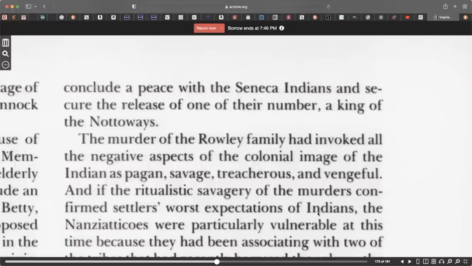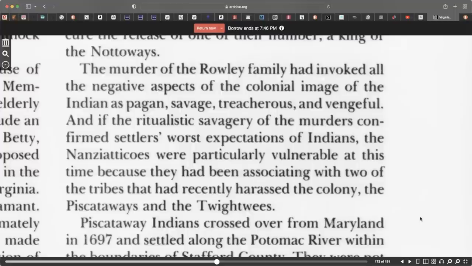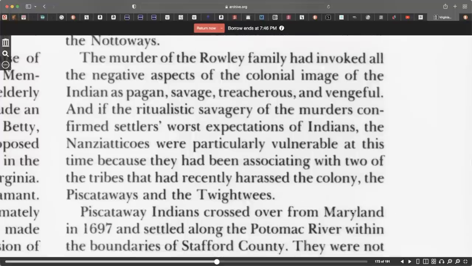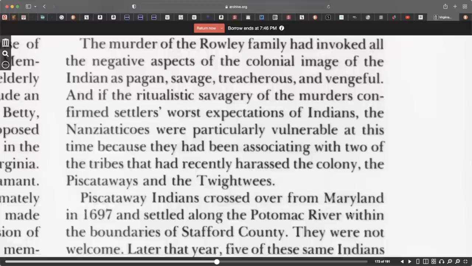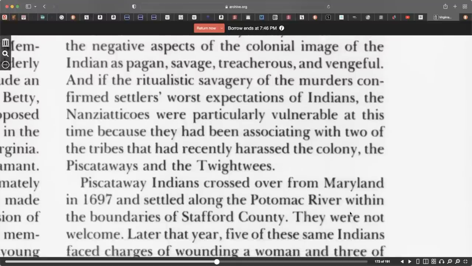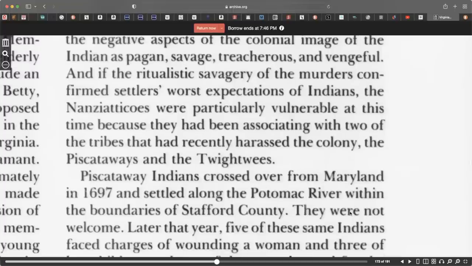And if the ritualistic savagery of the murders confirmed settlers' worst expectations of Indians, the Nanziaticos were particularly vulnerable at this time because they had been associating with two of the tribes that had recently harassed the colony, the Piscataways and the Tuites. I never heard of the Tuites.